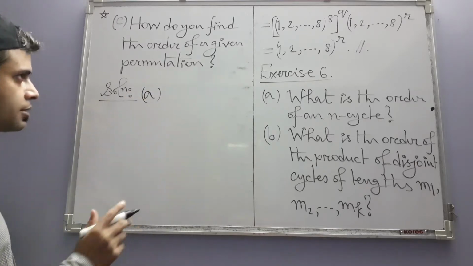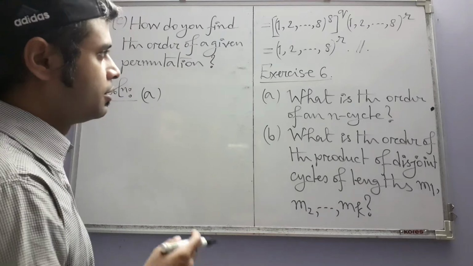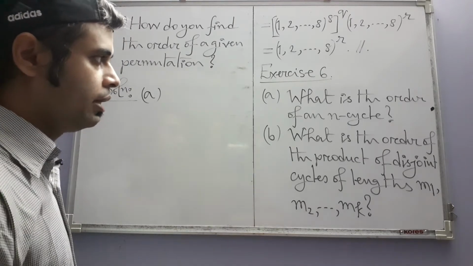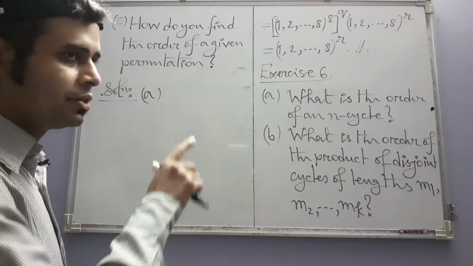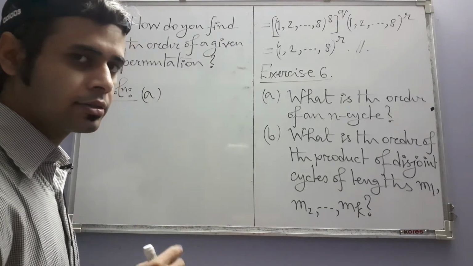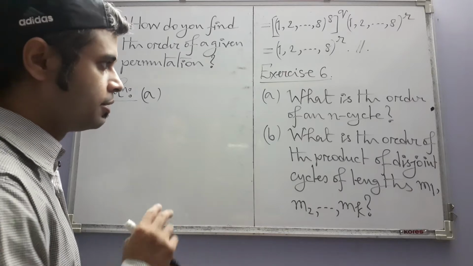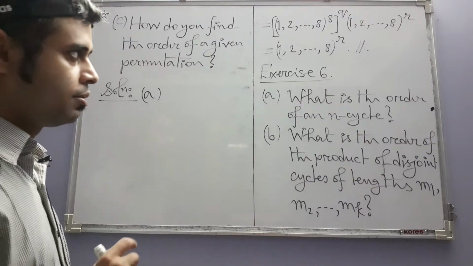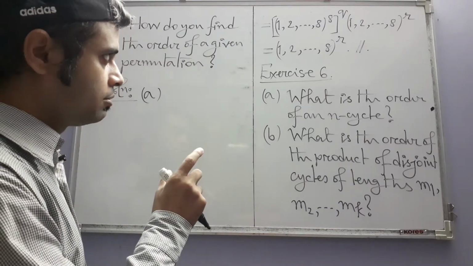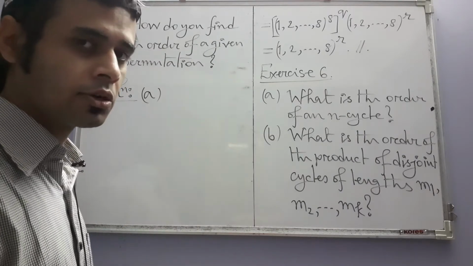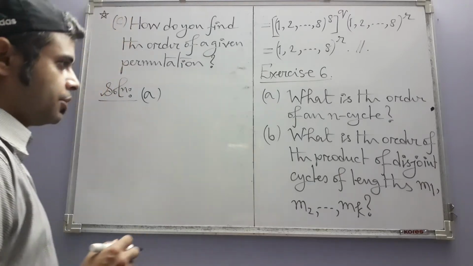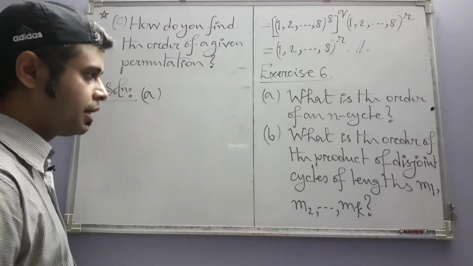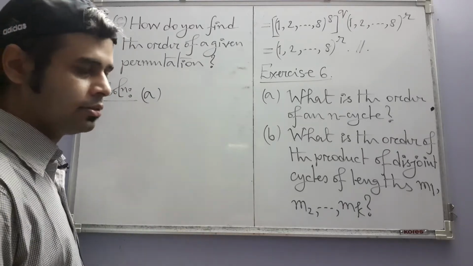From the previous exercise, you may have already guessed that the order is going to be n. Just like in the previous one, we had an 8 cycle, its order turned out to be 8. So here also the order of a general n cycle is going to be n. But note that we cannot do that type of calculations now because n is general, so we don't really know what the possibilities are. So that means we have to argue generally. So let's see.